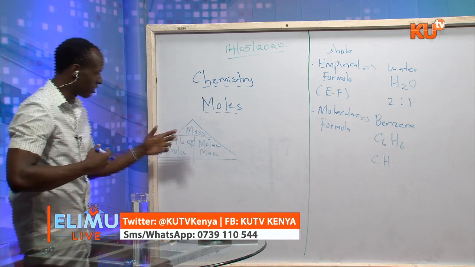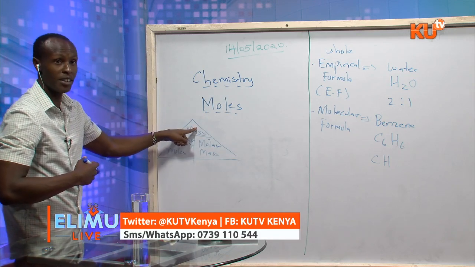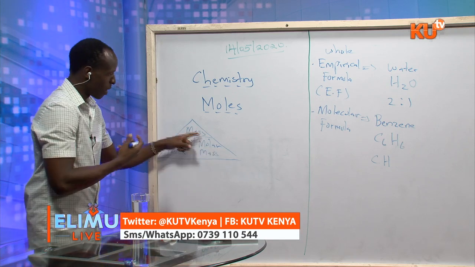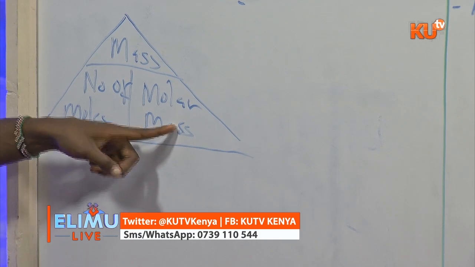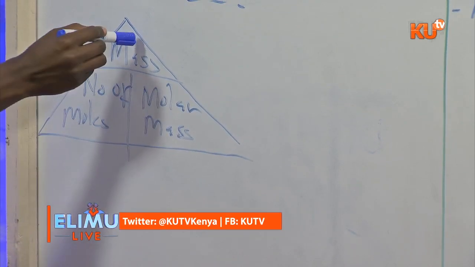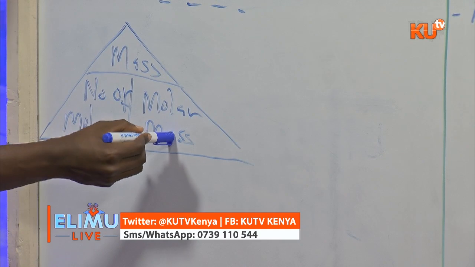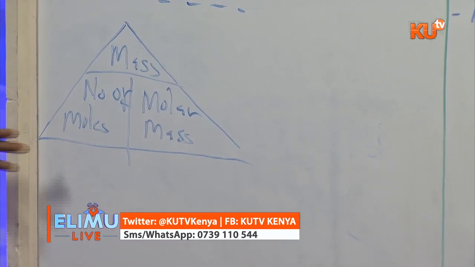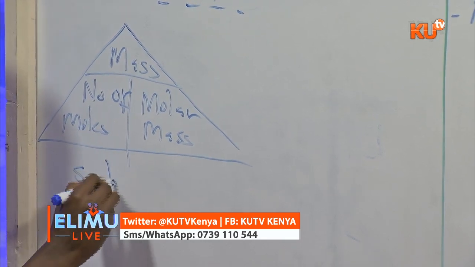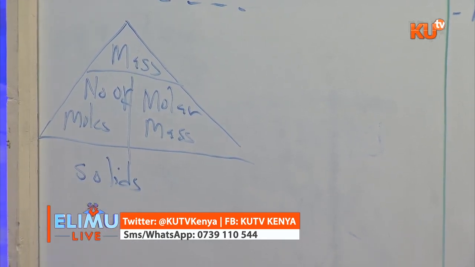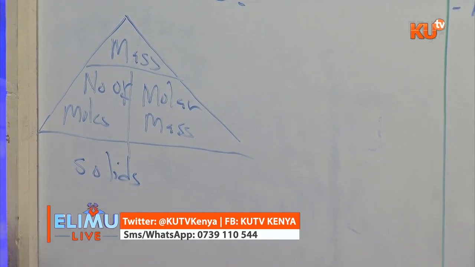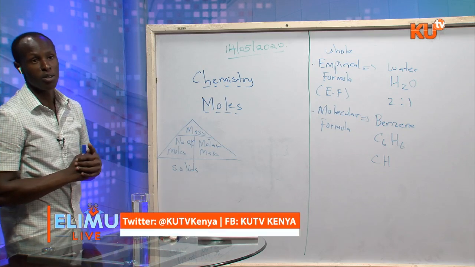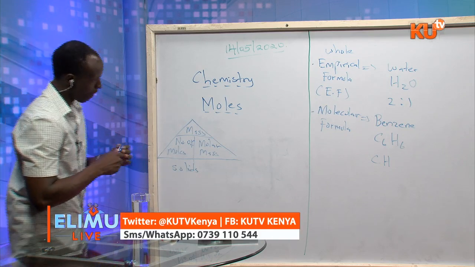So how do you understand this triangle? Mass equals number of moles times molar mass. What about number of moles? Number of moles is mass over molar mass. What is molar mass? Molar mass is mass over number of moles. This triangle mainly applies for solids. In chemistry we deal with elements, and most solids are metals. So mainly it will be involving metals and other compounds which exist in solid form.